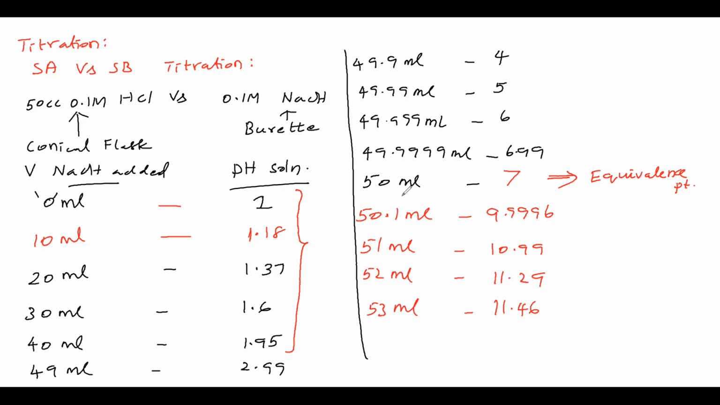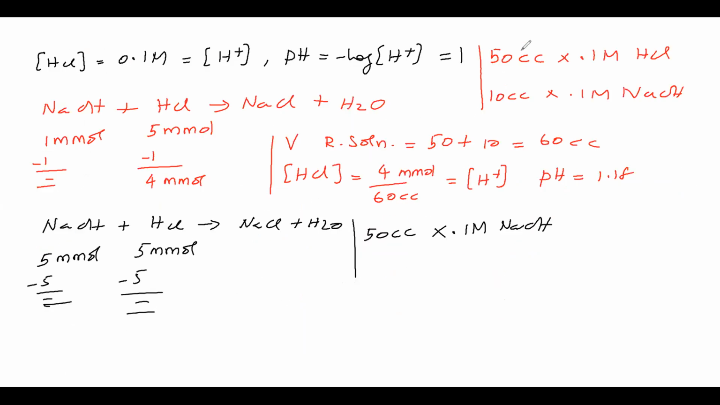First we will take one indicator called phenolphthalein indicator. We will see the pH range of the phenolphthalein indicator. This indicator has a pH range of 8.3 to 10. Up to 8.3, this indicator is colorless. From 10 onwards, this indicator exhibits pink color.